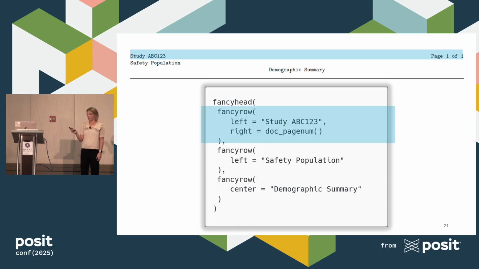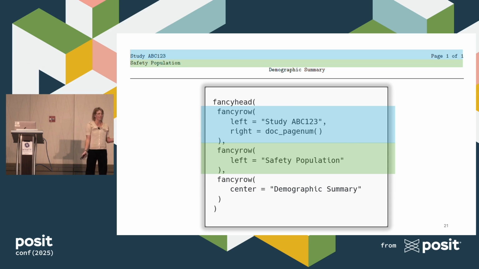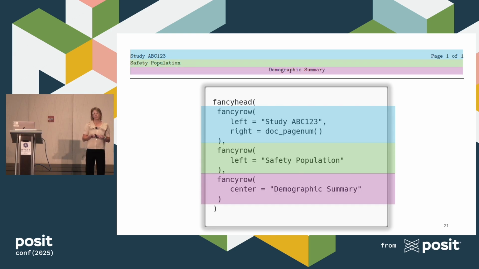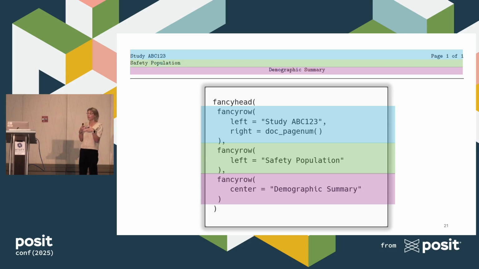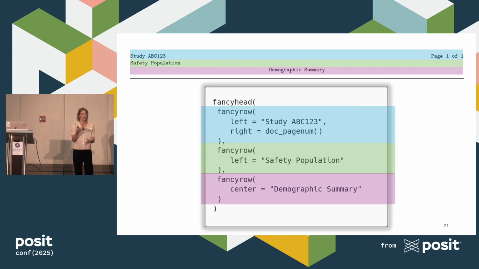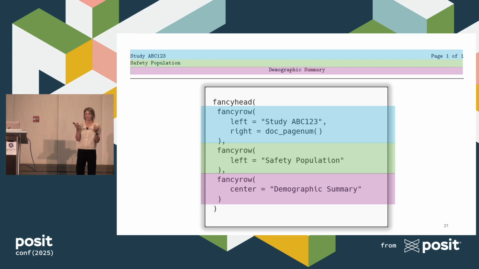So row by row in the header, you can say, what's my left, center, and right? And so here we want something on the left, the study name. We want some automatic page numbering on the right through our little helper. In the second row, we just want something on the left, the population. So we leave everything else empty. And then in the final row, we want to put our centered table title. And so users can do this for the footer as well. It's a footer argument in as docorator and a fancy foot function instead, but all the fancy row stuff is the same, and they can just add in as many rows as they want within reason, because it will start to kind of encroach on the display area.